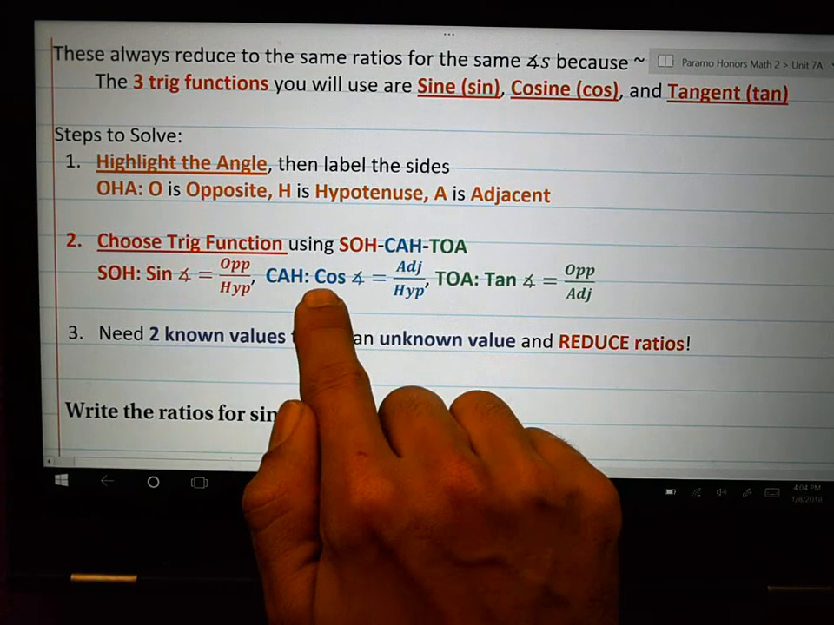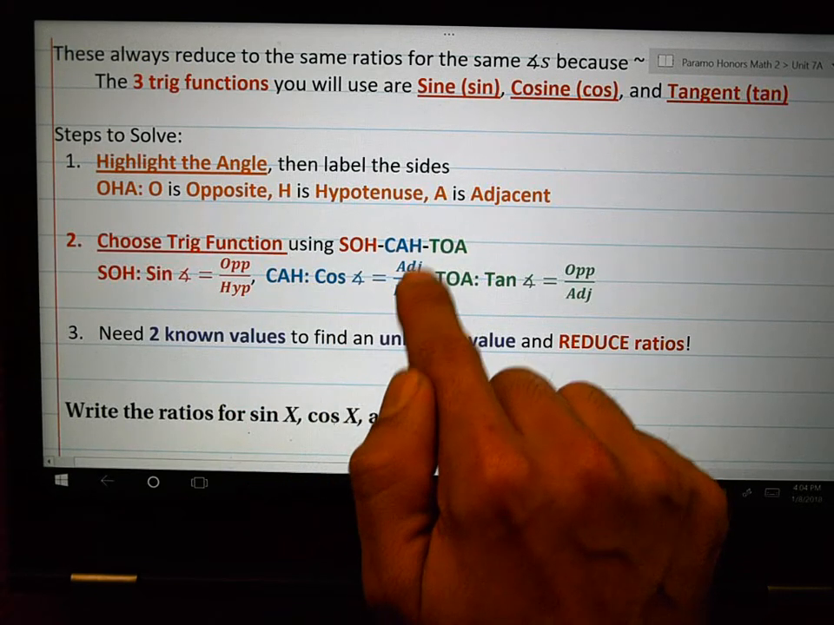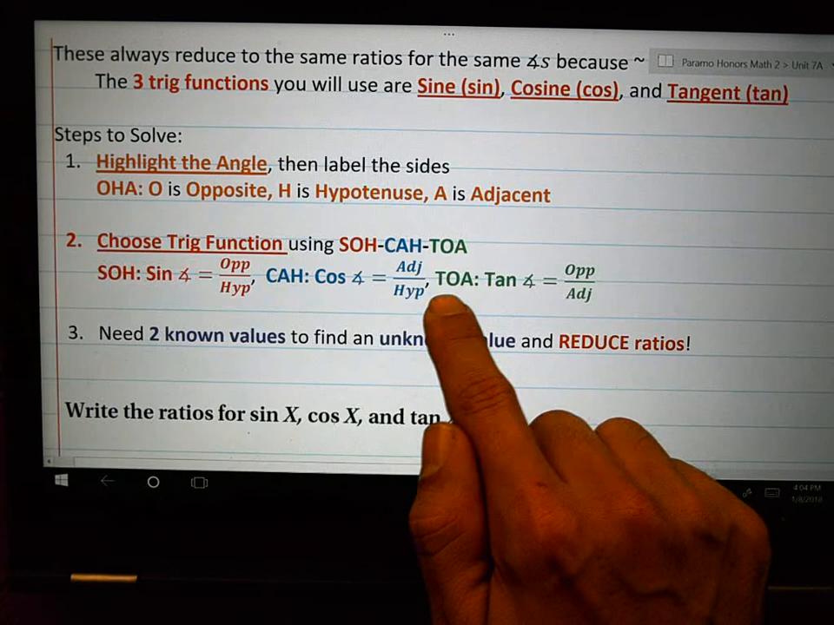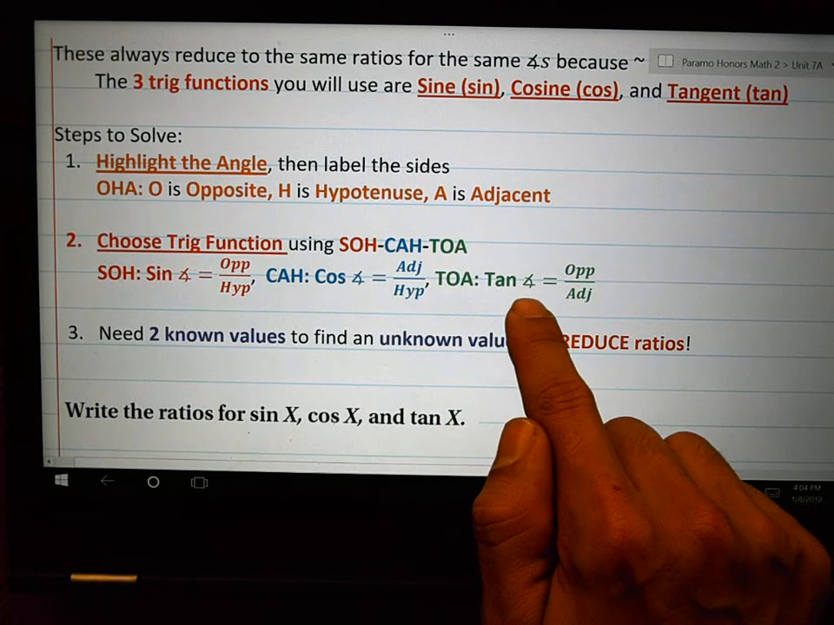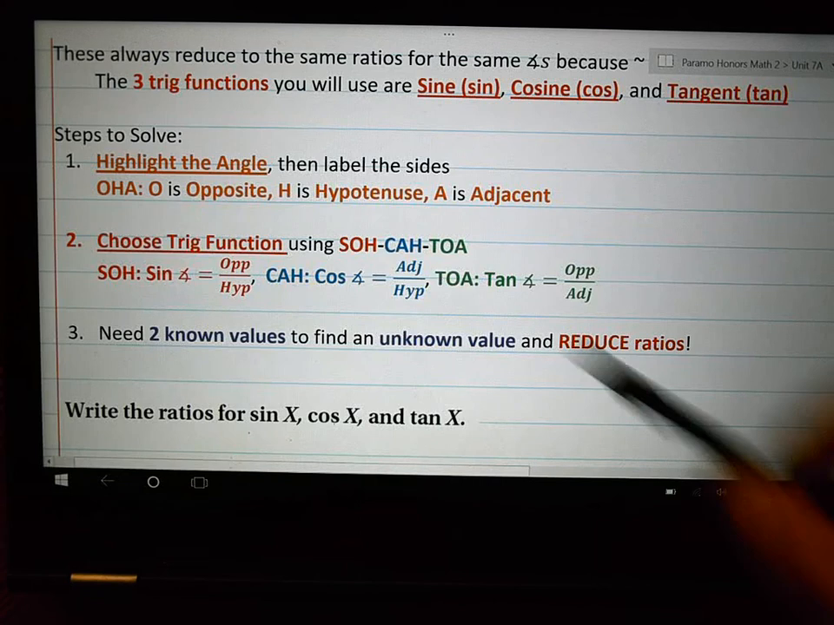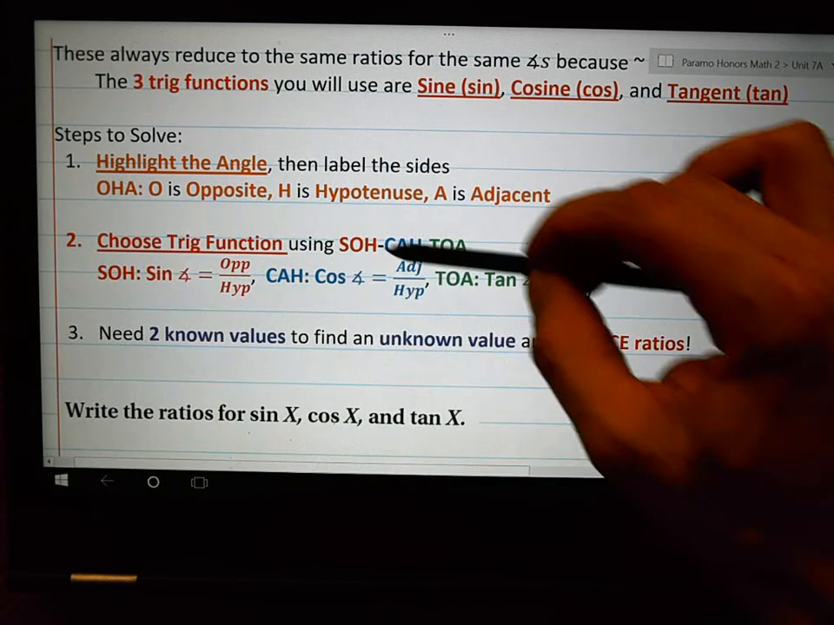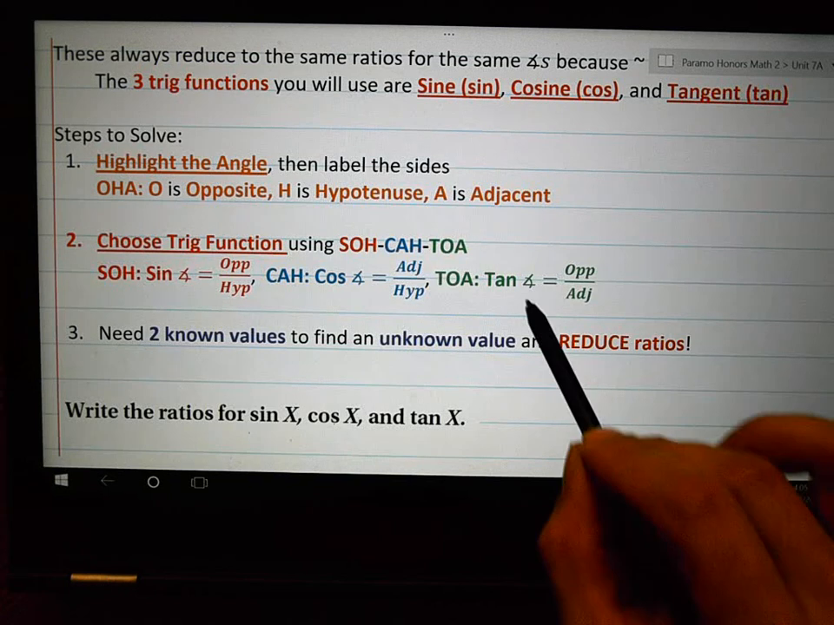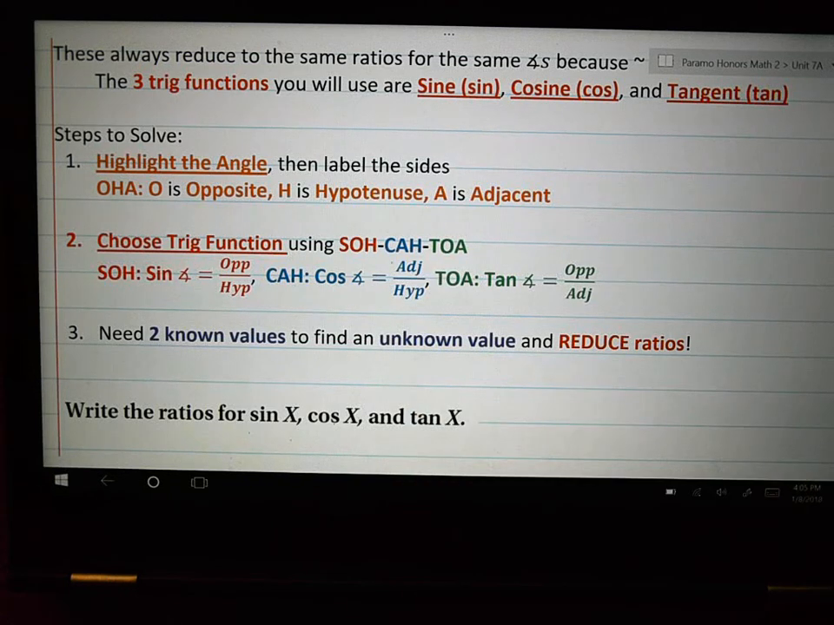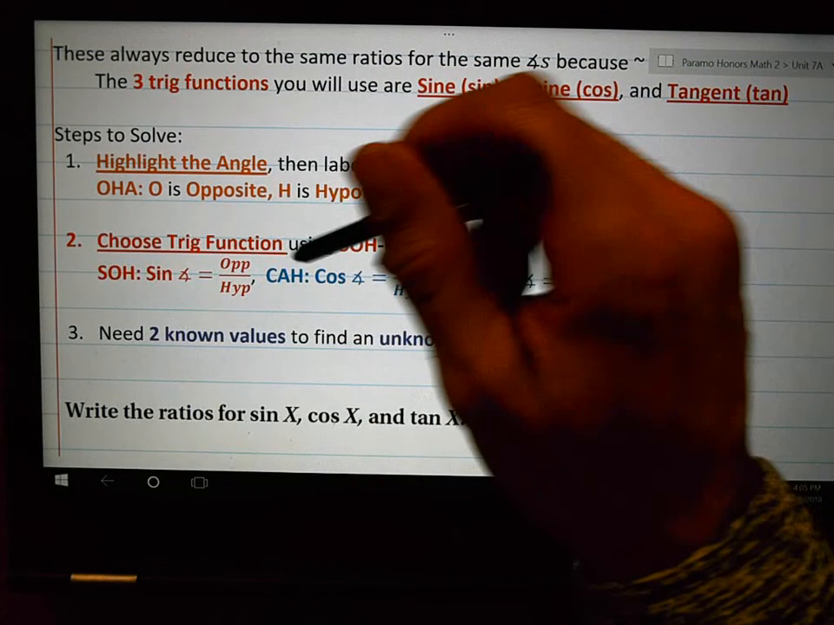The cosine, CA, stands for cosine of the angle is equal to adjacent over hypotenuse. And TOA stands for the tangent of the angle is equal to the opposite over the adjacent. So what that means is I can see SO, I can see CA, and I can see TOA, but don't forget there's an angle involved there. You're going to be choosing which trig function you use based off of Sohcahtoa. First step, OHA. Second step, Sohcahtoa.